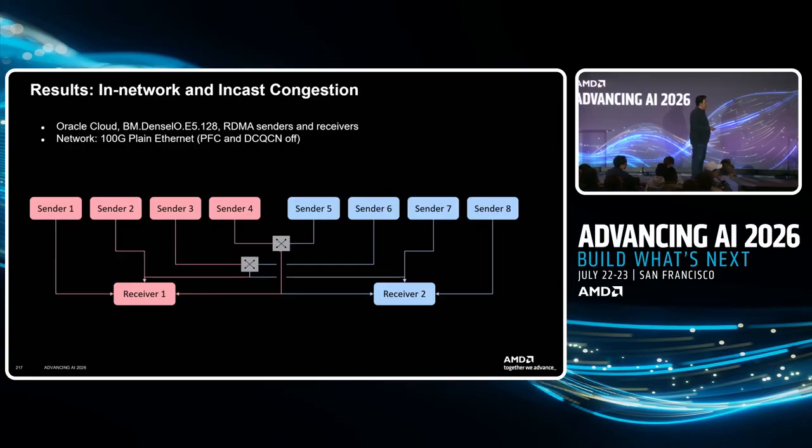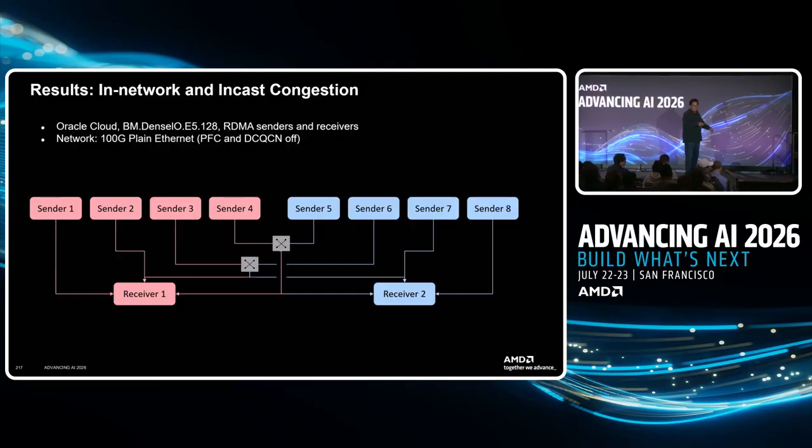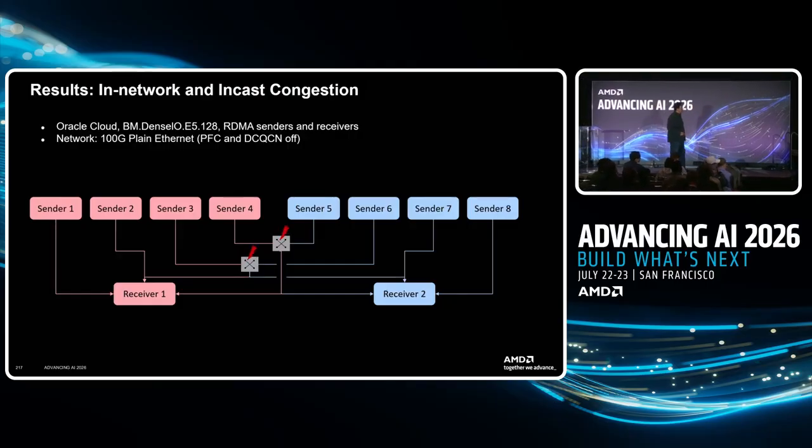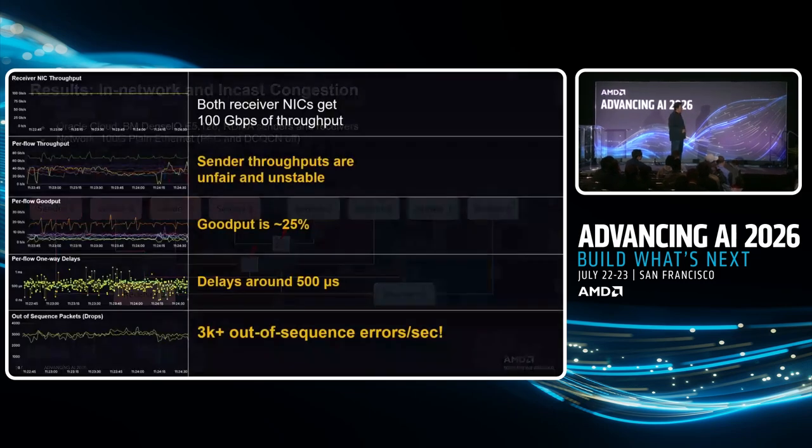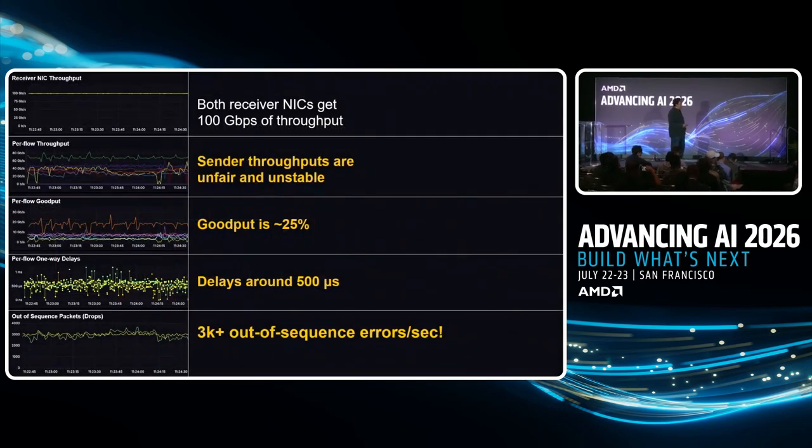And the network, unfortunately, is plain. There's no PFC or DCQCN because these Oracle Cloud public clouds don't have ECN enabled. And so in this case, when the senders are DMAing, both the receiving NICs are fully busy. They're getting 100% throughput. The per-flow throughputs, if you add up the pink guys together and the blue guys together, will give 100 gigs. That's what's keeping the corresponding receivers busy.